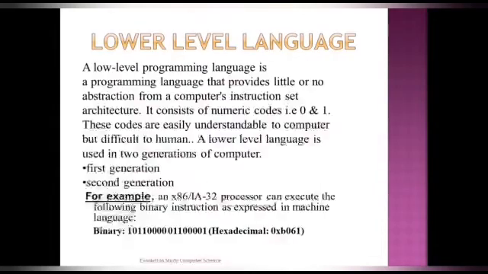And what are low level languages? A low level programming language is a programming language that provides little or no abstraction from a computer's instruction set architecture. It consists of numeric codes, that is 0 and 1. These codes are easily understandable to the computer but difficult for humans. A low level language is used in two generations of computer, first generation and second generation.